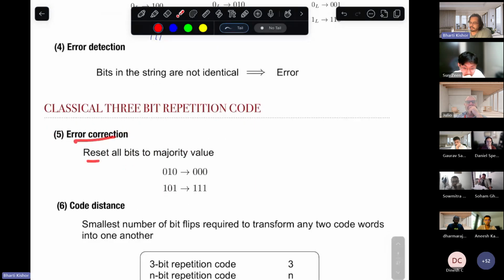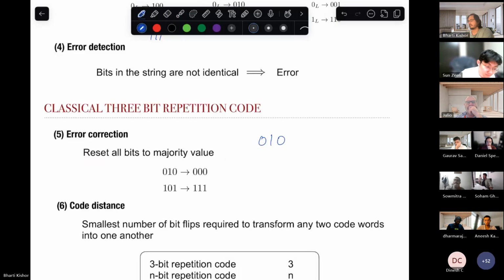To do error correction, it's again very simple. You reset all bits to majority value. So for example, let's say 010 is what you get when the second bit has flipped. But because the majority of the bits are still 0, you say that there is a bit flip here. So it should be reset to 000. So in this way, you do error correction.